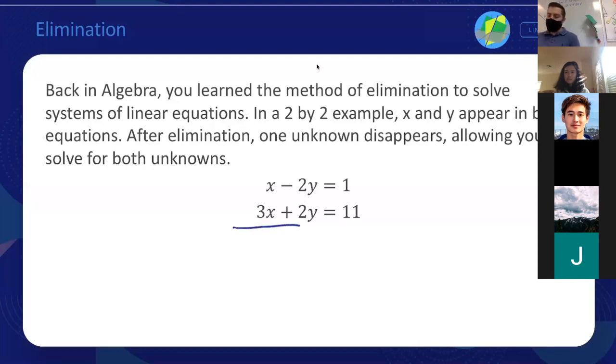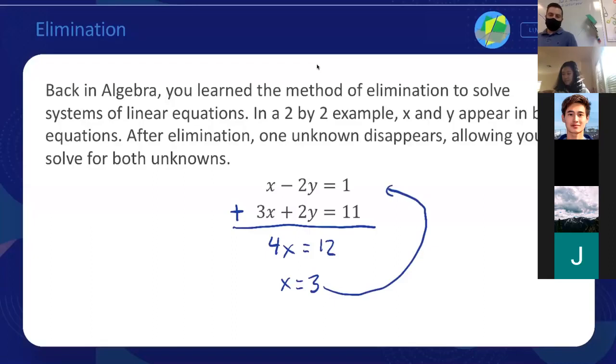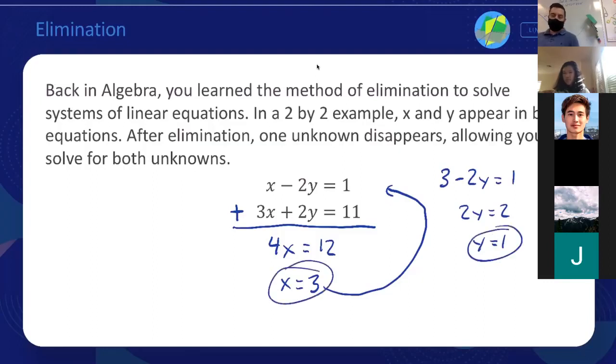and I could see that I could easily get rid of the y's by adding the 2 equations together. x plus 3x is 4x. Negative 2y plus 2y is 0. And 1 plus 11 is 12. This gives me x equals 3. Then I just go back to one of these original equations and plug that in. So 3 minus 2y equals 1. 2y equals 2. y equals 1. And then there is the solution.